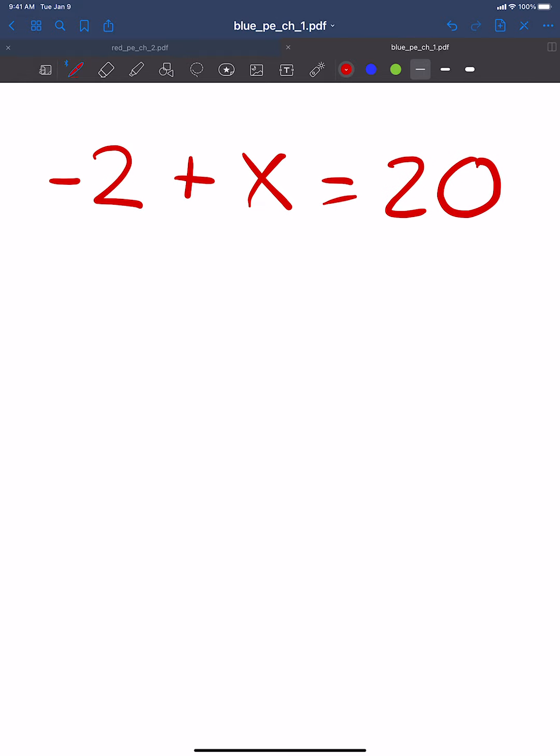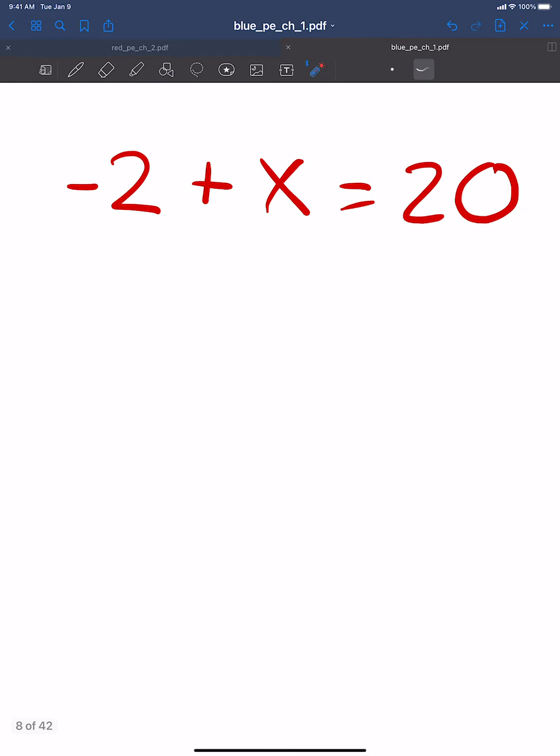My variable didn't come first. And here's where a lot of kids make mistakes. We want to get x by itself, right? So we do the opposite of what's happening to x. And a lot of kids say, oh, x is being added by negative 2, so the opposite of adding negative 2 would be to subtract 2 from both sides.